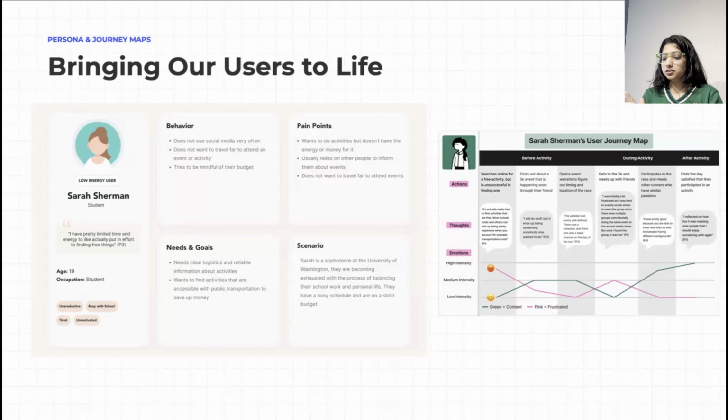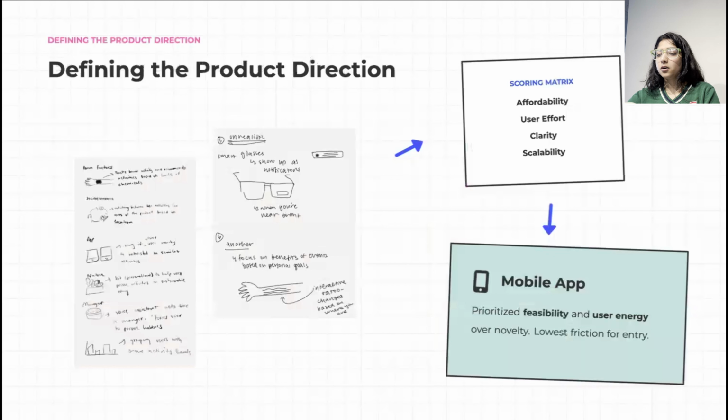Now that I understood our users, the next question was what kind of product would actually solve this? We explored a lot of different directions, even including wearables and gadgets, and we scored each idea against criteria like affordability, user effort, clarity, and scalability. Our mobile app scored the highest because it created the lowest friction for entry. So we chose feasibility and user energy over novelty. And from there, our design decision became very clear.